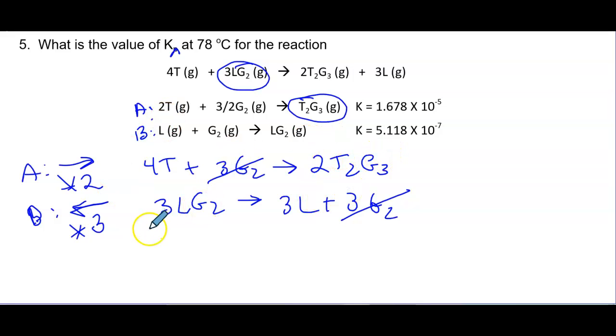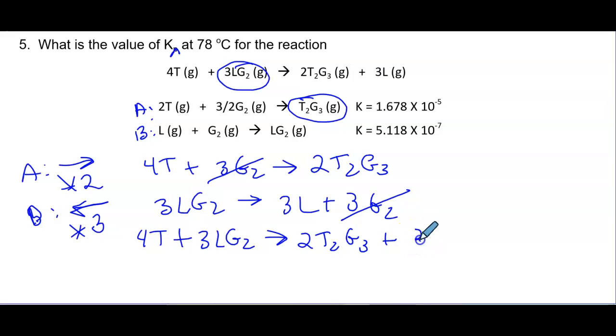One of the things you might do to help you if you're struggling is rewrite once you've canceled everything, to be sure it looks like you expect. It has to look like your unknown. So this, based on what I've canceled, reduced, or summed, looks just like my unknown. So now I can apply the rules of equilibrium constants that we have been working with to my K's.